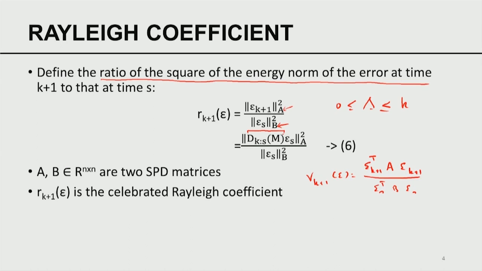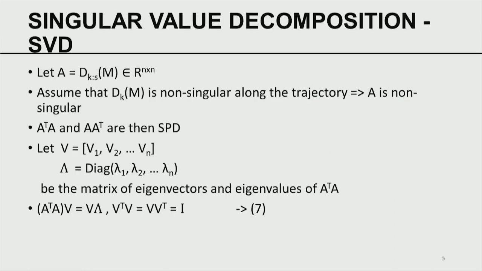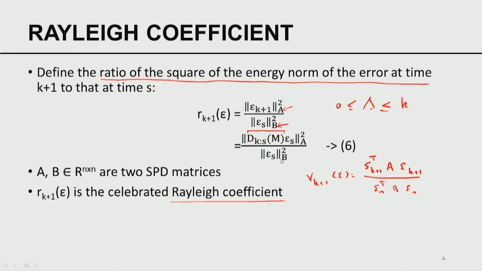A and B in general are two symmetric positive definite matrices. This ratio is the celebrated Rayleigh coefficient in matrix theory, and it is a very useful measure for predictability analysis. I would like to understand the behavior of this ratio. Now let us see what it represents. In general, it represents a measure of sensitivity: the energy in some quantity at a later time related to the energy of some other quantity at the initial time. So this ratio captures the spirit of the sensitivity involved in predictability analysis.